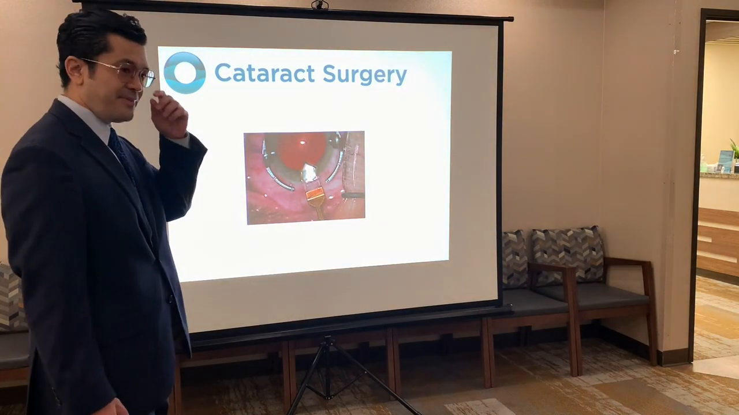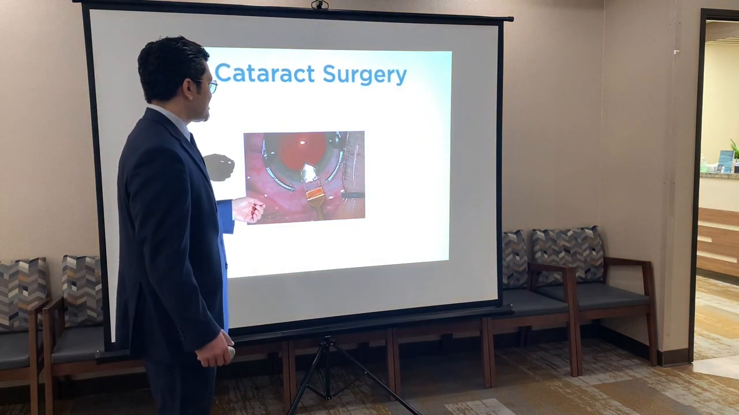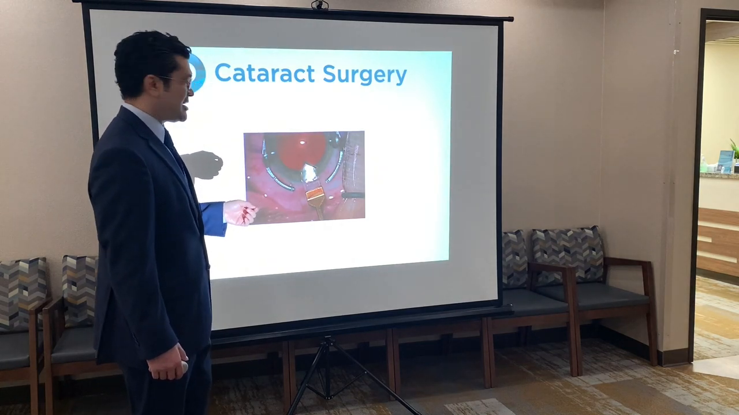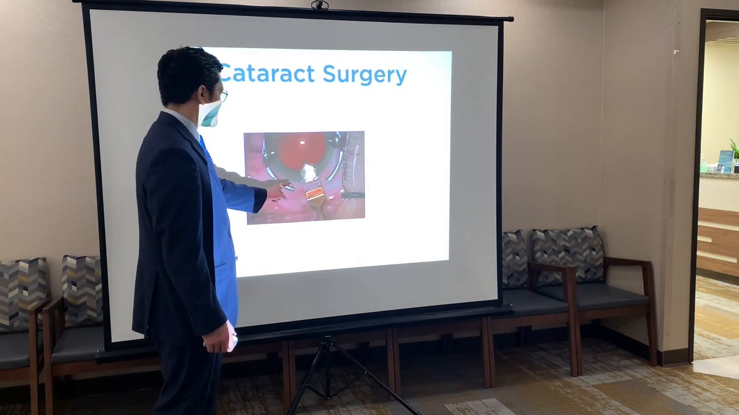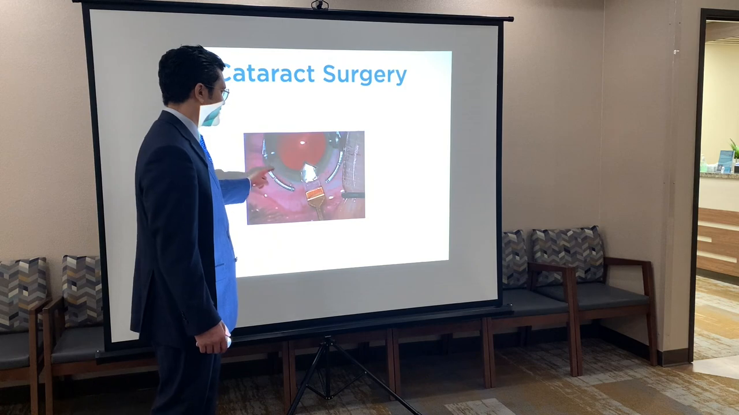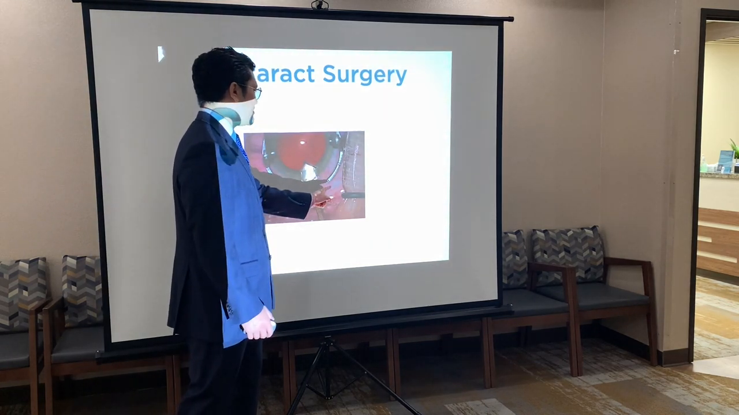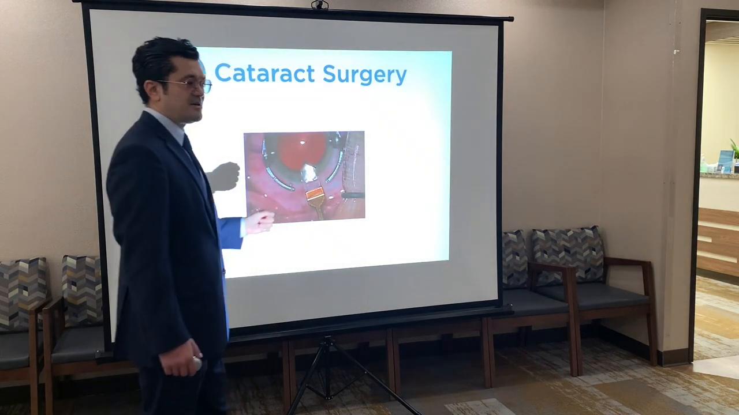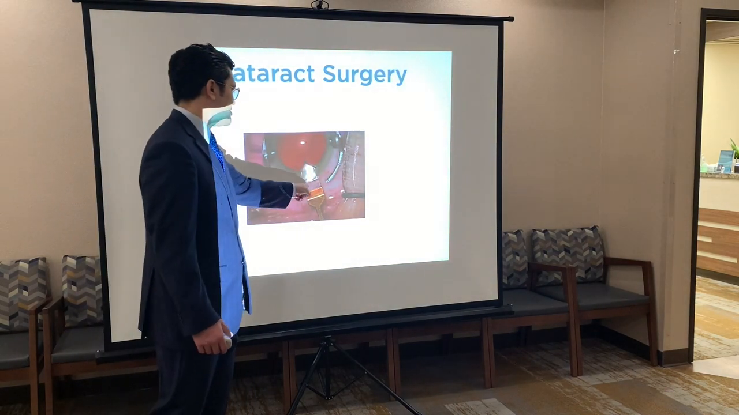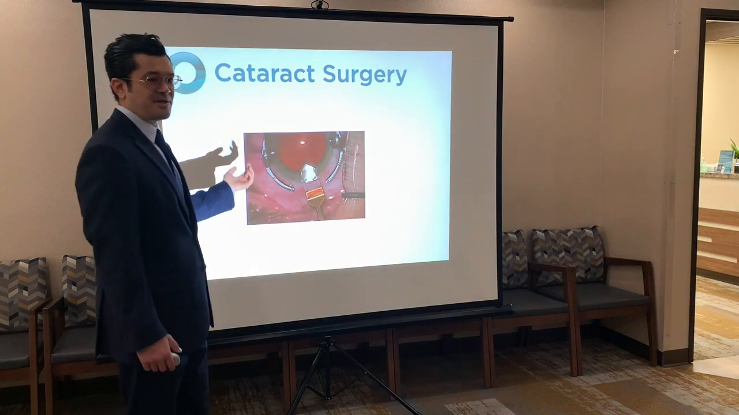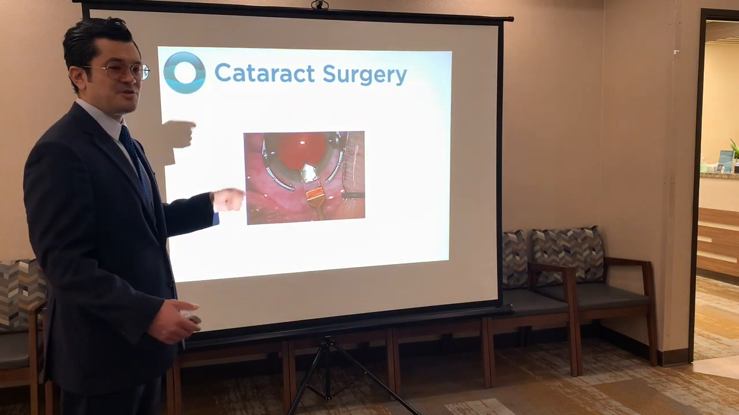So remember, we've already made a paracentesis. If the surgeon is right-handed, they'll usually do the paracentesis somewhere over here on the left side. If the surgeon is left-handed, they'll usually put the paracentesis somewhere over here, because the dominant hand is going to be here, the non-dominant hand is going to be off to the side. So now you have two ports of entry.